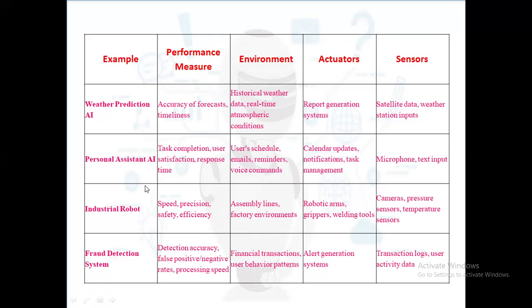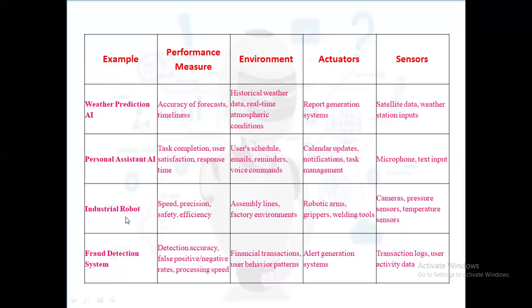Next, the personal assistant AI, like Siri or Alexa, manages tasks such as scheduling and setting reminders in a user-centric environment. It uses microphones and text input as sensors to capture commands and actuators like notifications and calendar updates to fulfill tasks. Its success is measured by user satisfaction, task completion, and response time.